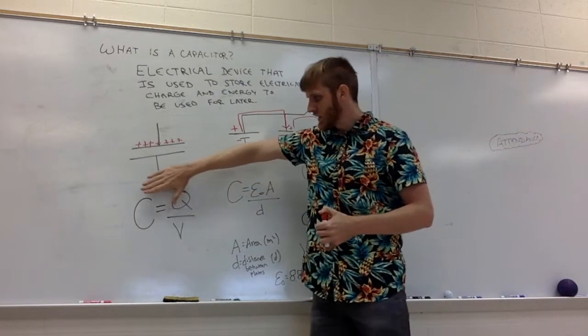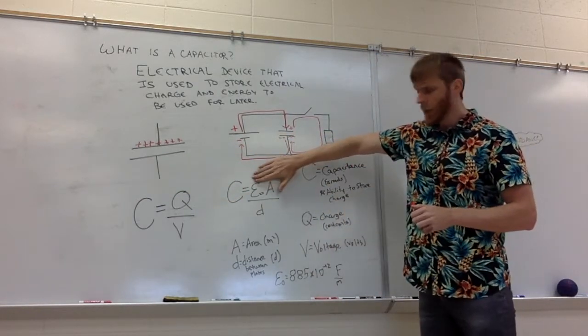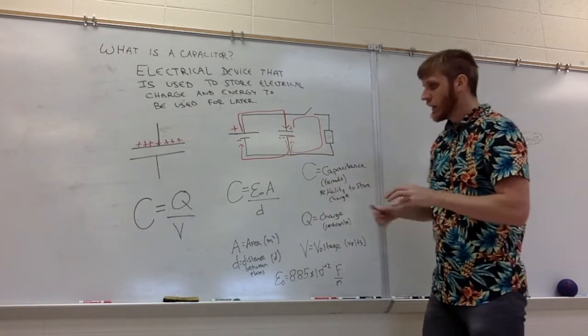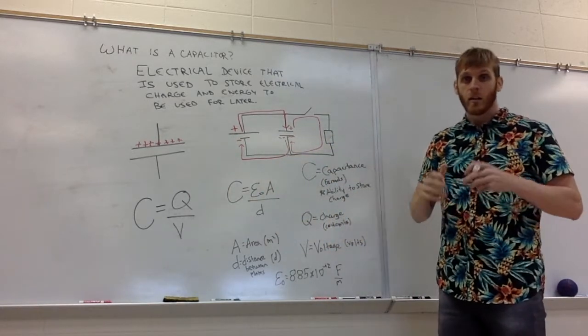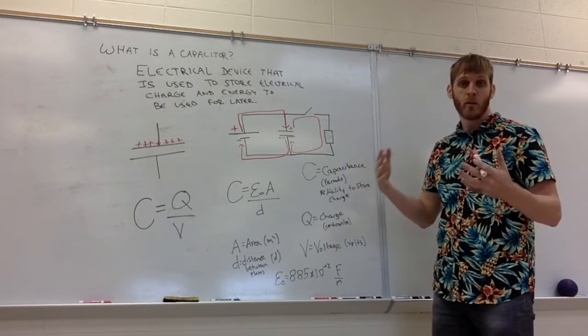The first one is C equals Q over V. And the next one is C equals epsilon, we'll talk about that, times A over D. Now, C is capacitance. Capacitance is measured in farads. That's just a unit for capacitance.